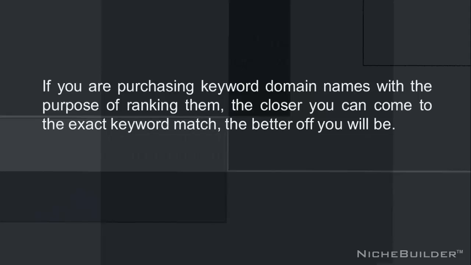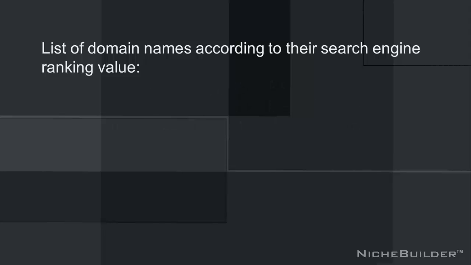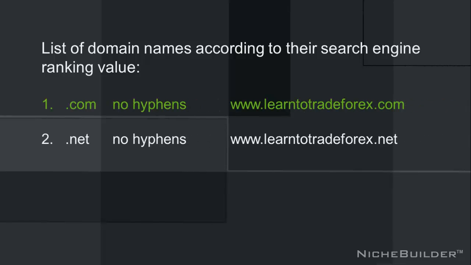If you're purchasing keyword domain names with the purpose of ranking them, the closer you can come to the exact keyword match, the better off you're going to be. This list is a quick reference as to how you want to register your domain names according to their search engine ranking value. The key phrase that we're trying to rank for here is learn to trade Forex. Now the first 3 are going to be with no hyphens in the name, and that's going to be learntotradeforex.com, learntotradeforex.net, and learntotradeforex.org.